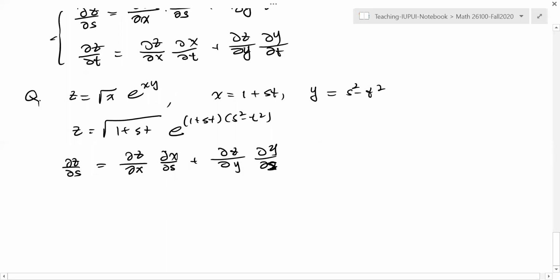Okay. Then we do step by step. So this is the partial derivative of z with respect to s. I think I can use a product rule to solve this problem. So the partial derivative of z with respect to x, the product rule: for the first one, you have to differentiate square x. So you get this, right?